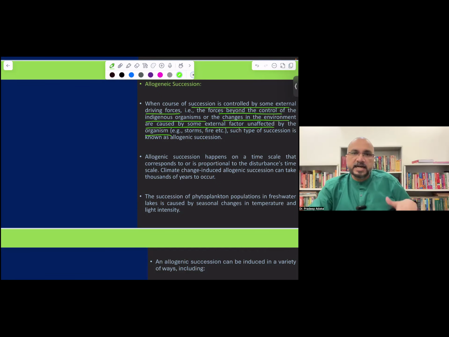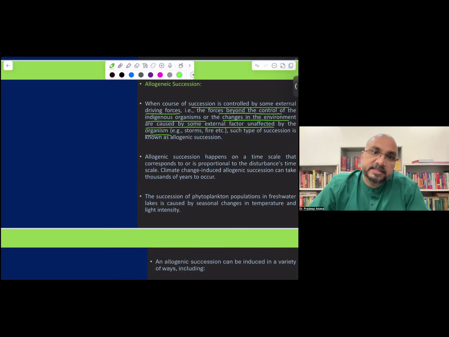यानी organisms जो वहां पर रह रहे हैं उनकी वजह से चेंज नहीं आ रहा है. The change is coming from outside. External factors are bringing the changes. So storm or fire, they are bringing such changes. Internal organisms are not causing the change, as in case of autogenic succession.